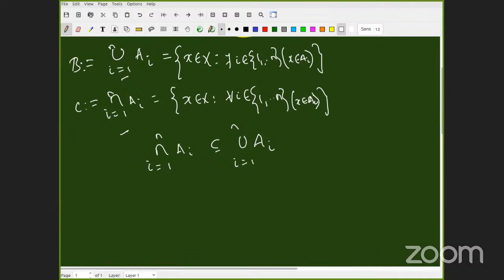Then I'm sure that X belongs to the union. See, if I want to say X belongs to the union, I have to find at least one I from 1 to n. So do I know such an I? Of course, every I is there. But still, you should understand the logic.